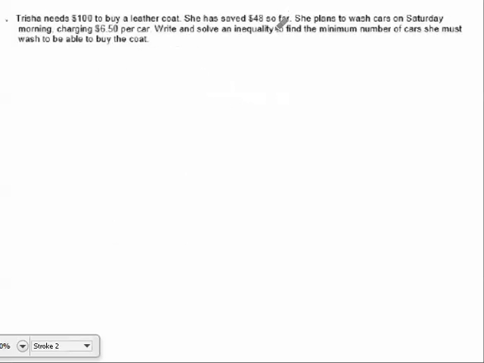Moving forward. Tricia needs $100 to buy a leather coat. She's saved $48 so far. She plans to wash cars on Saturday morning, charging $6.50 per car. Write and solve an inequality to find the minimum number of cars she must wash to be able to buy the coat. So, what do we need? We need, she's charging $6.50 per car. So that's times cars. Okay?